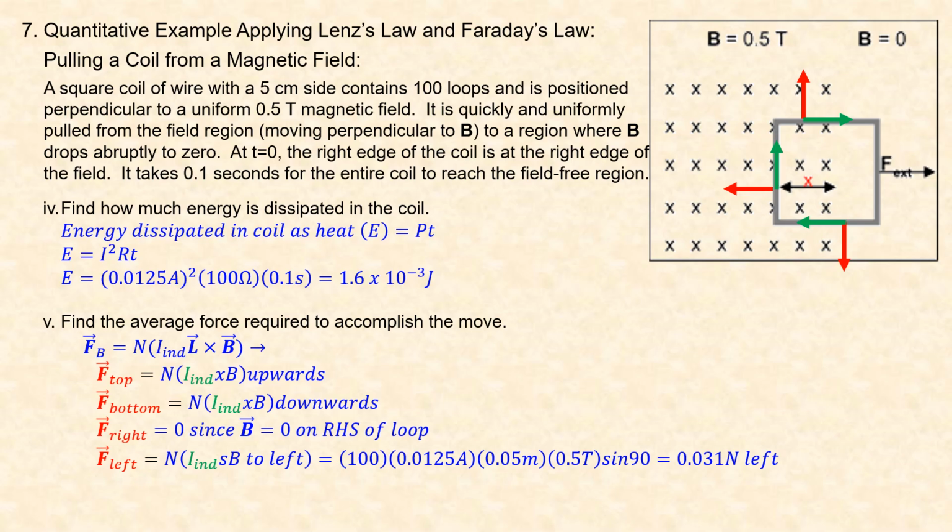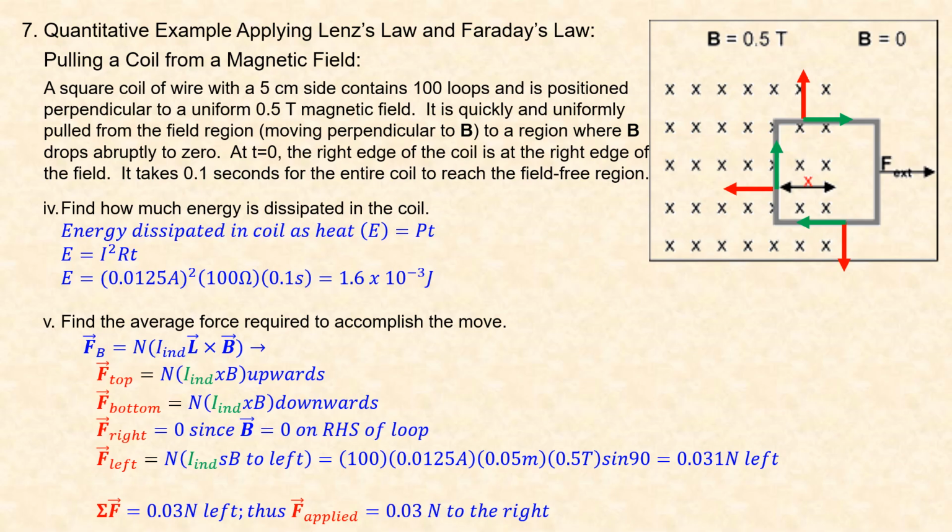So this is really the net force the loop would experience as it's being pulled from the field region to the field-free region. This is the force that the coil experiences due to that induced current. So that net force is 0.031 newtons to the left.